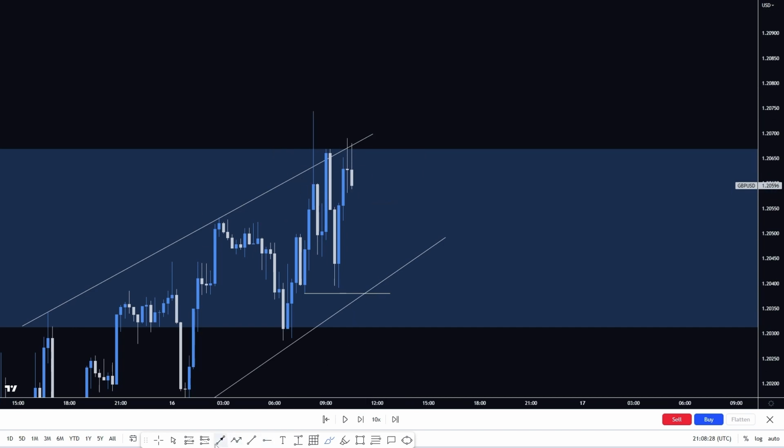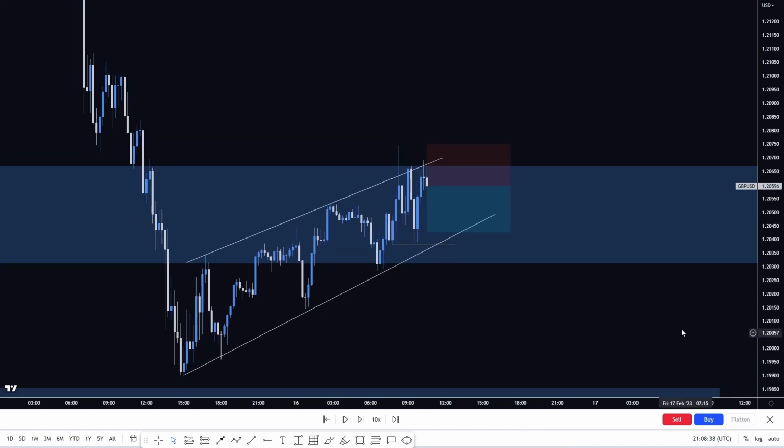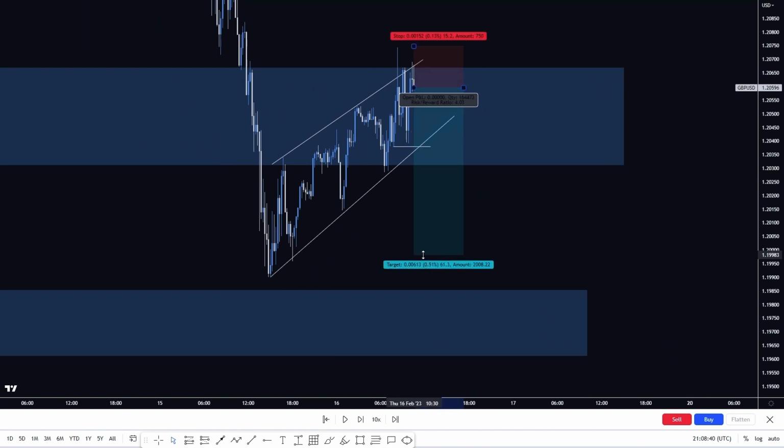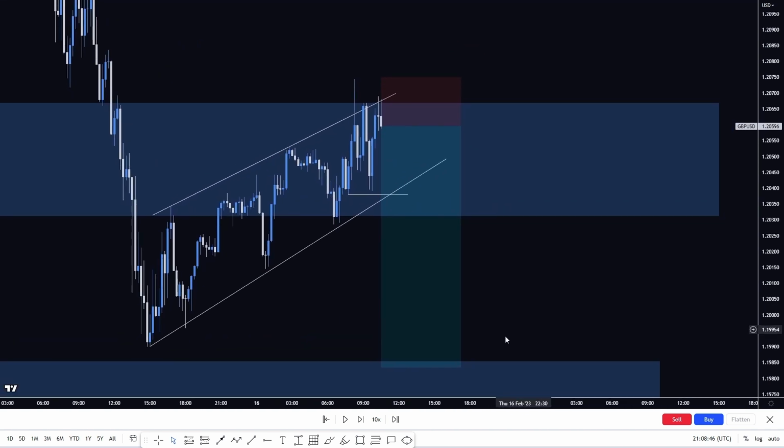So again, what you could do is you could just look to get involved here. You could say that you're happy with this almost complete evening star, enter there, stop above the high, and then you could say again, I want to just target this area in here, for a nice 1 to 5 trade. Beautiful.